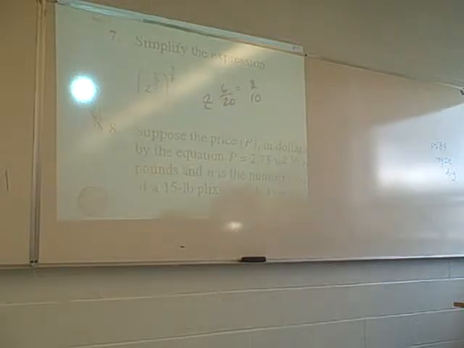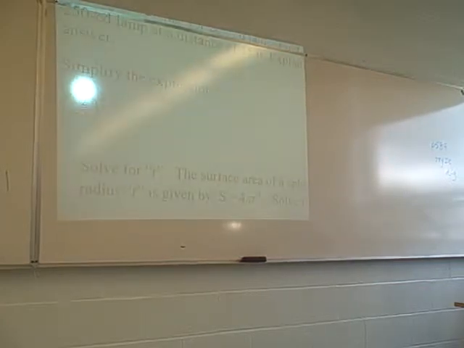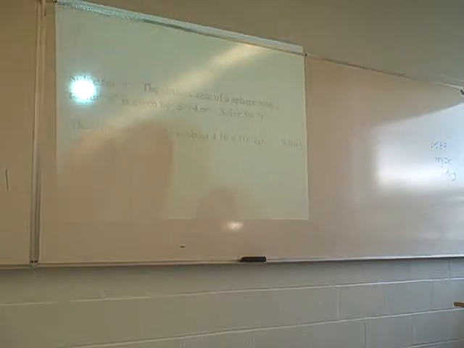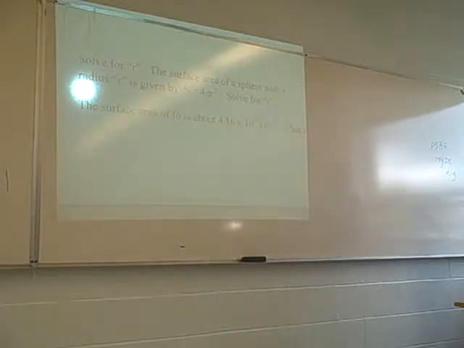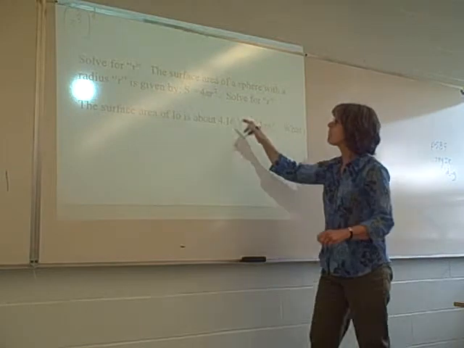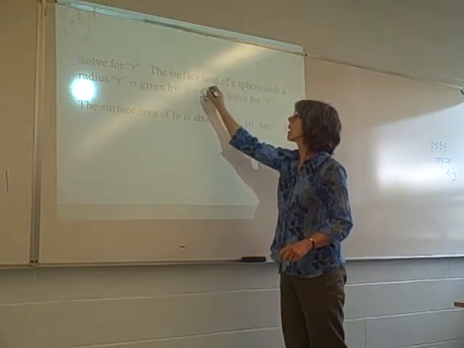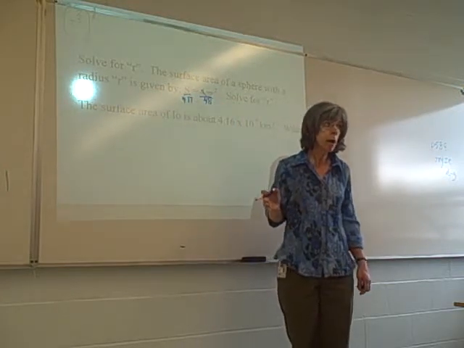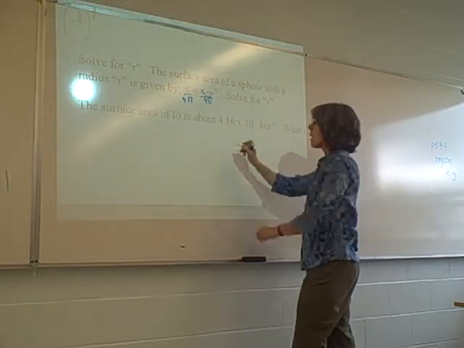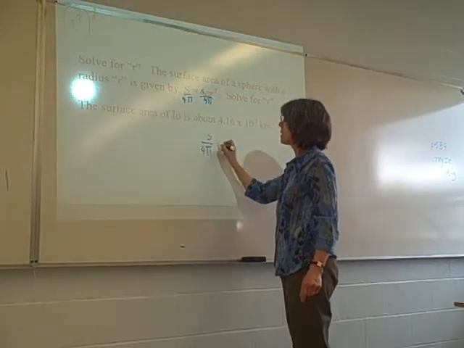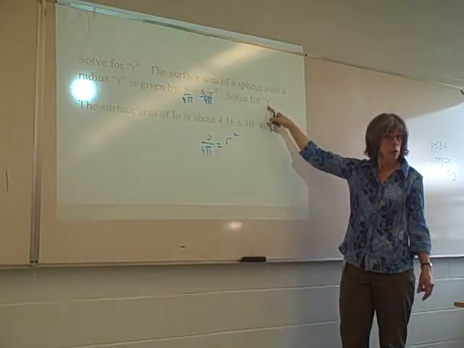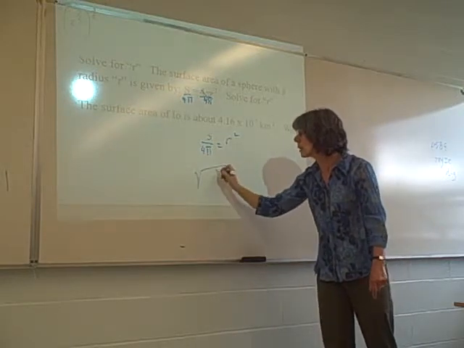I changed the problem that I had on this test and gave you this one. At first I thought, wow, this is a really easy problem. So what am I solving for? R. What do I have to get by itself? So I'm going to divide by 4 pi. Can I simplify s over 4 pi? No. But I now have s over 4 pi is equal to r squared. Do I want r squared if I'm solving for r? No, I need to take the square root.